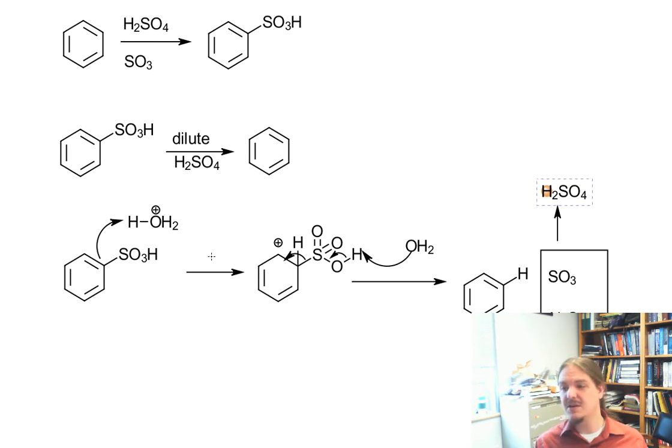Okay. In the next video, I'm going to continue on discussing the other types of electrophilic aromatic substitution reactions. And then when we get to the applications to synthesis, we'll learn how this particular reaction is occasionally used to block a more reactive position so that we can control where an electrophilic aromatic substitution will occur on a benzene ring with other substituents. Thank you for watching.